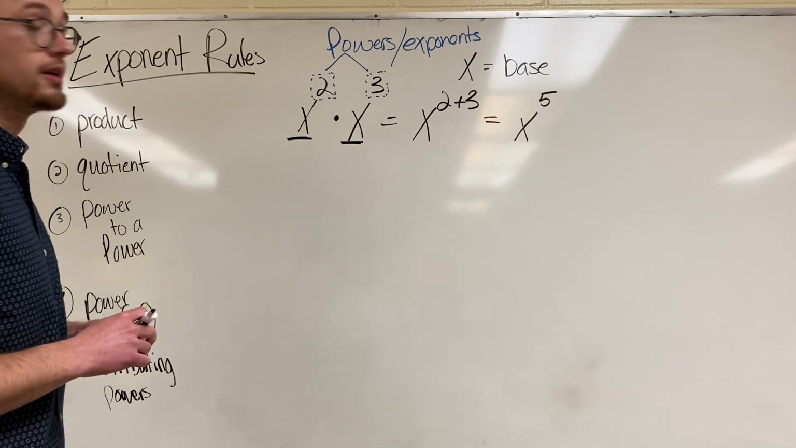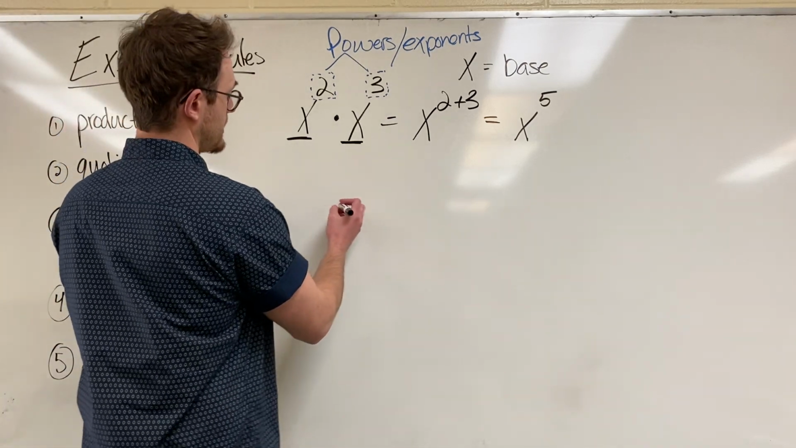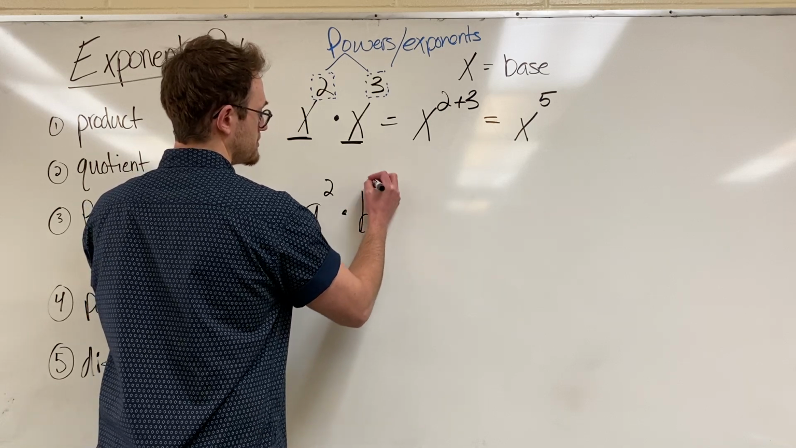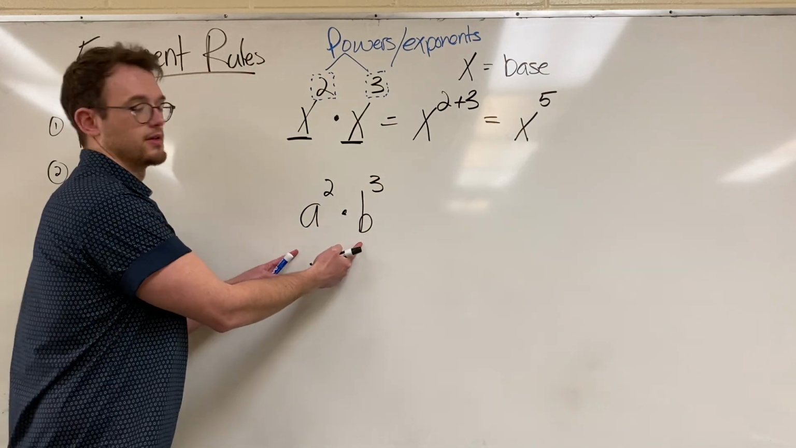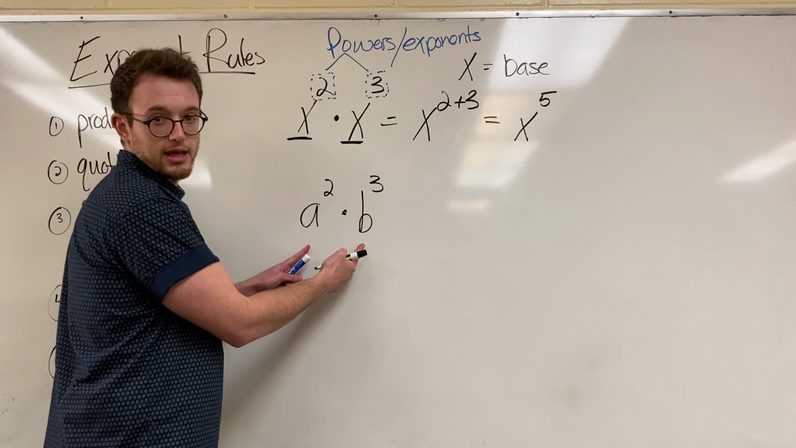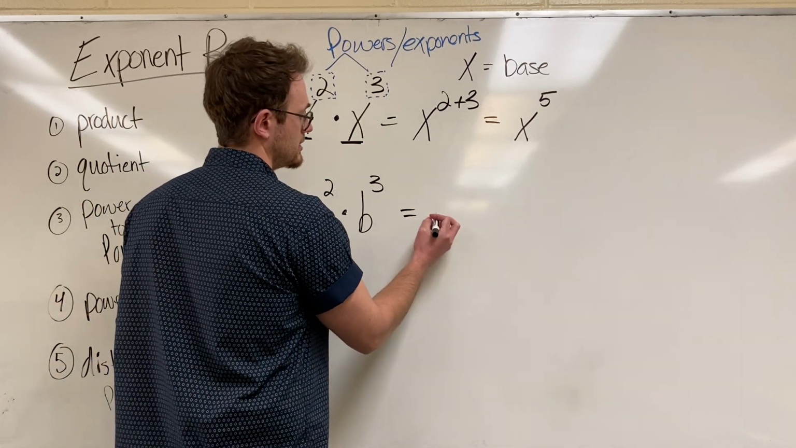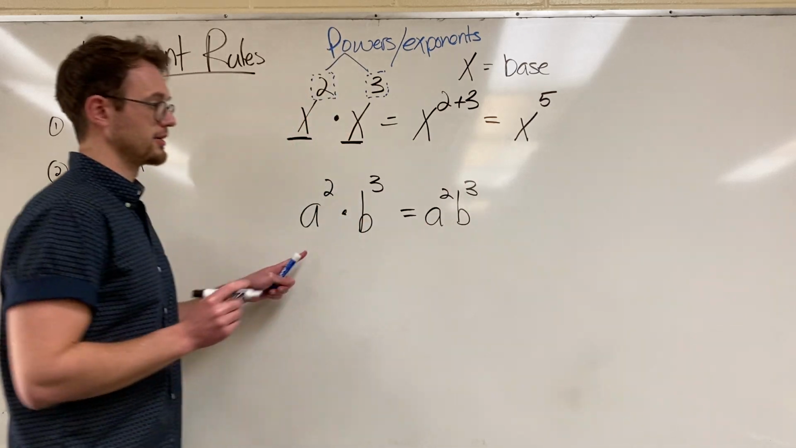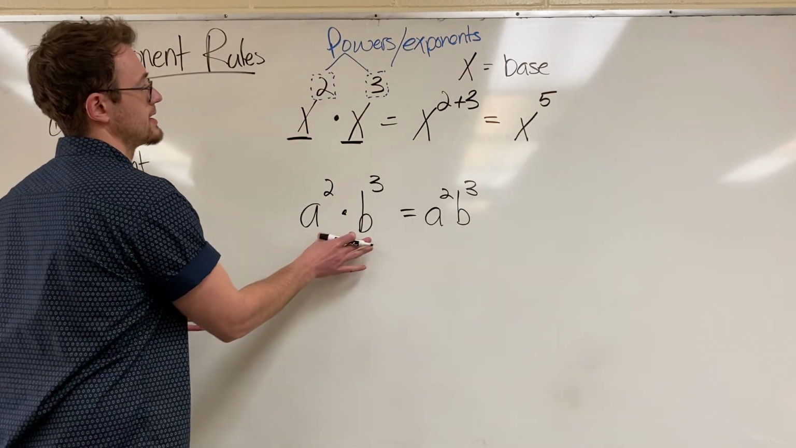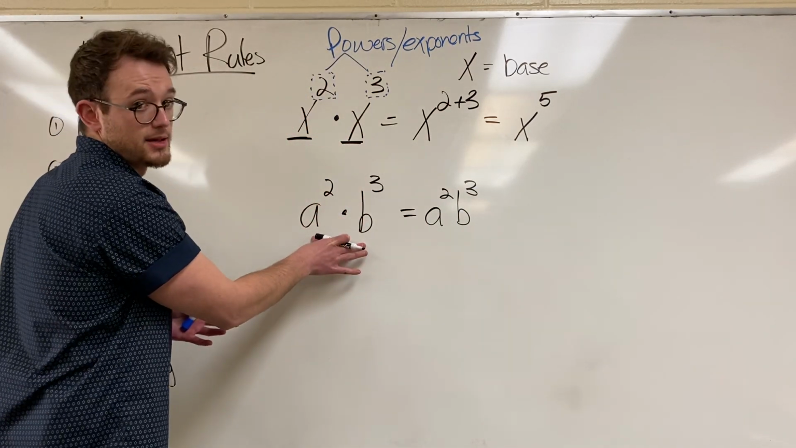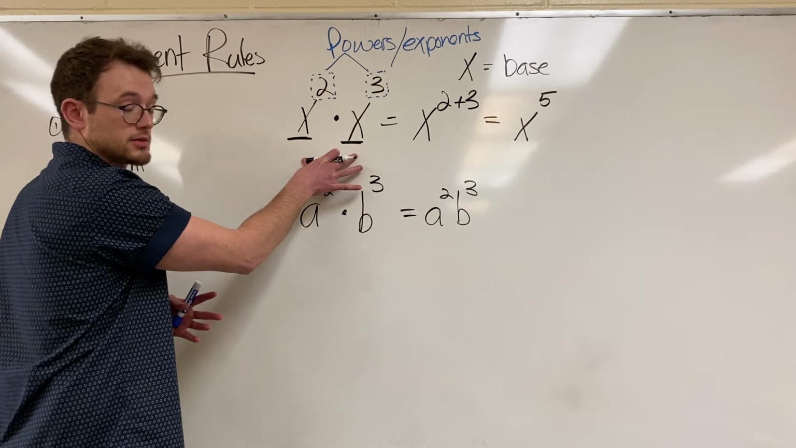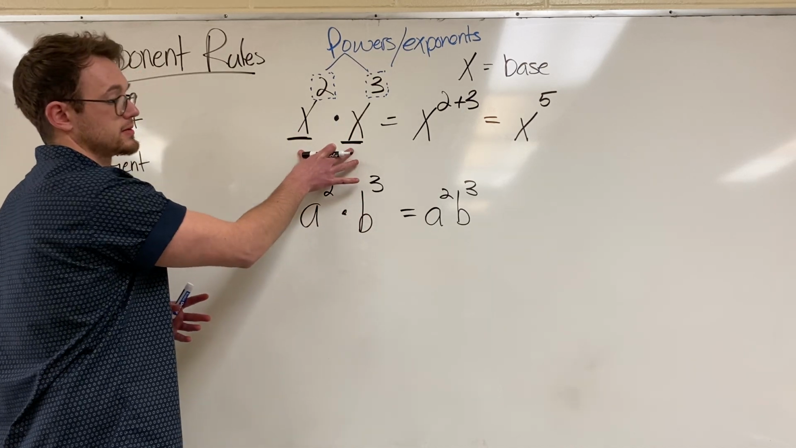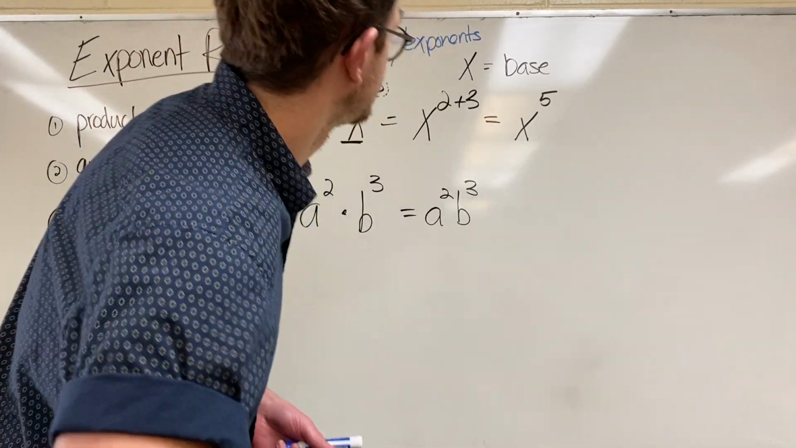All right, this would not work if I had something like a squared times b cubed. Not the same bases. All that does is equal a squared b cubed. Not the same bases. Same base, the product rule applies; not the same base, the product rule does not apply. They have to have the same base. All right?